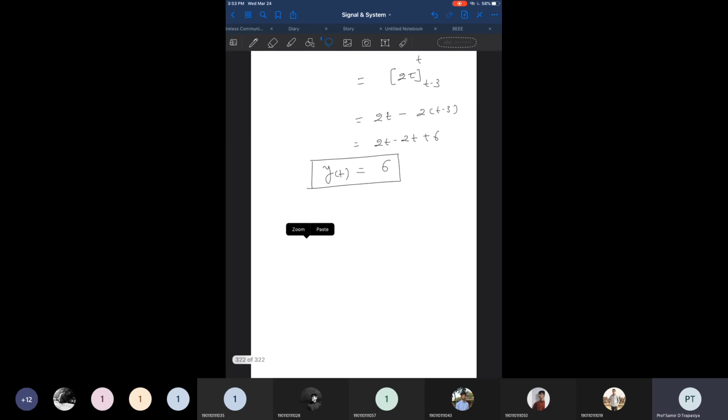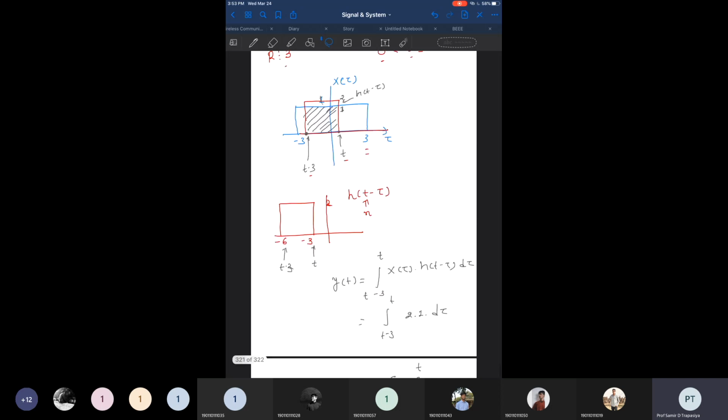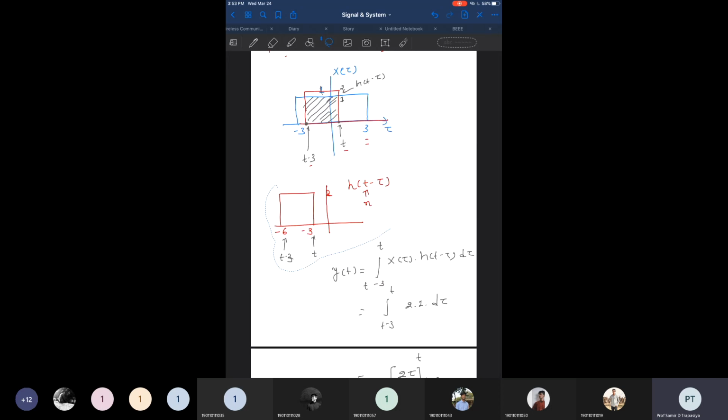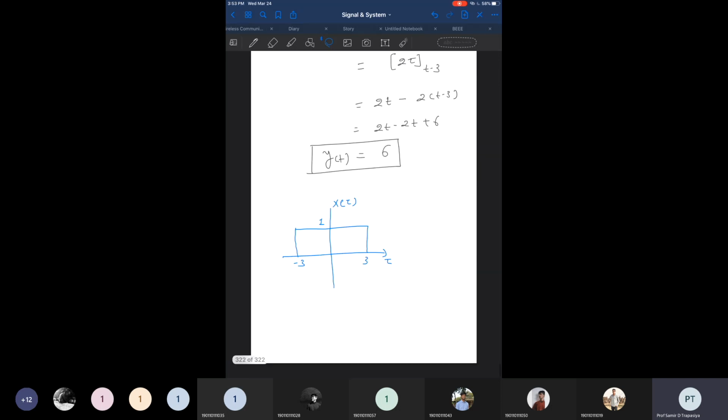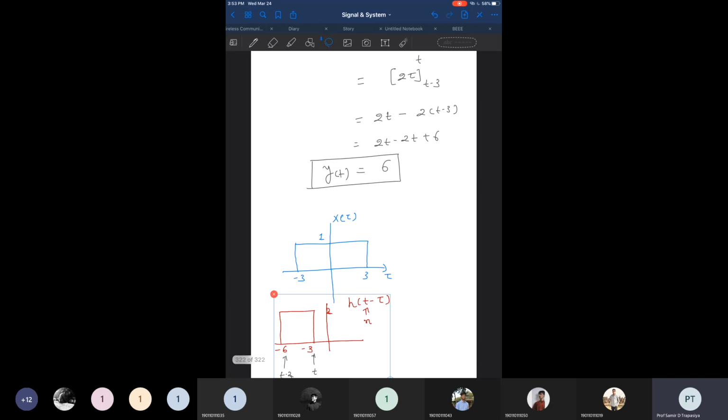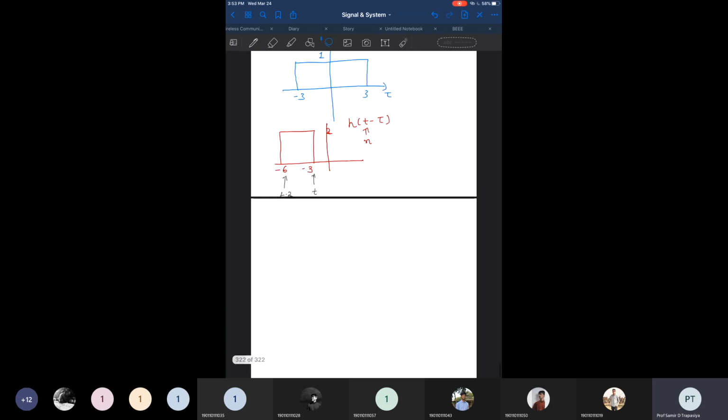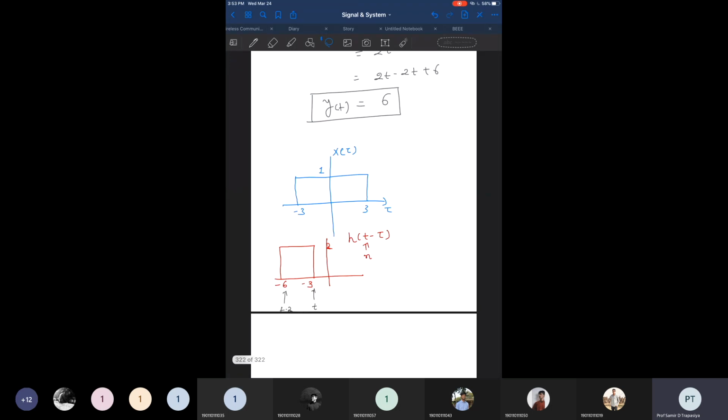Okay, so we take this one as x of tau. This signal we will choose as h of t minus tau, and if we are going to find the overlapping region in this case, we will just hold only this function and put it here. Okay, so this is the case, right?